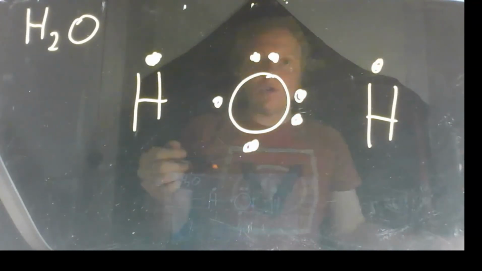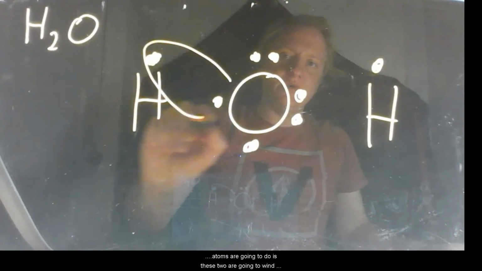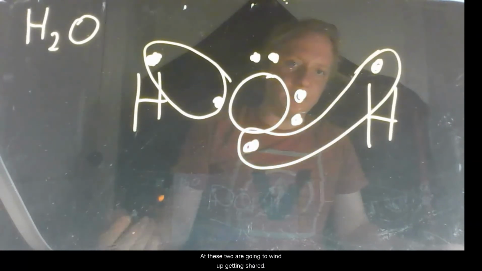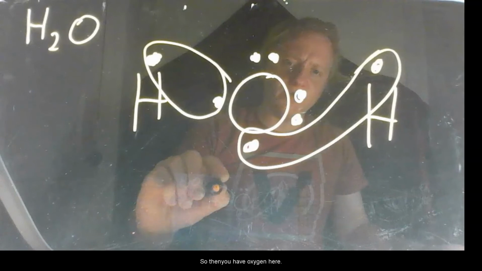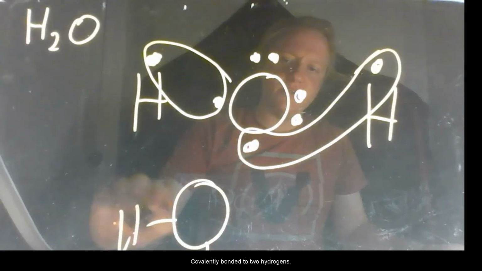So what these atoms are going to do is these two are going to wind up getting shared, and these two are going to wind up getting shared. And so then you have oxygen here, covalently bonded to 2 hydrogens, and then it's got these extra electrons, oops, I went off my screen, put it over here.